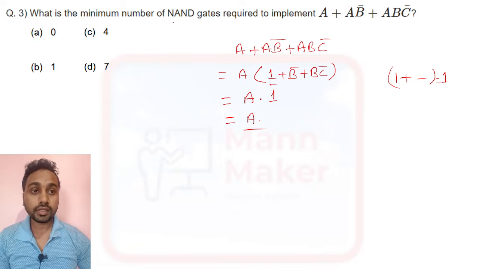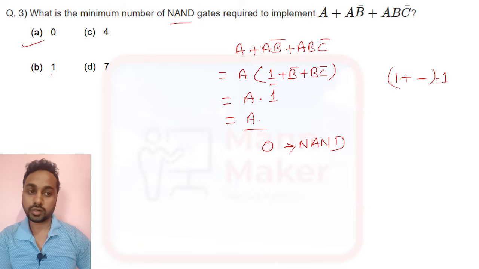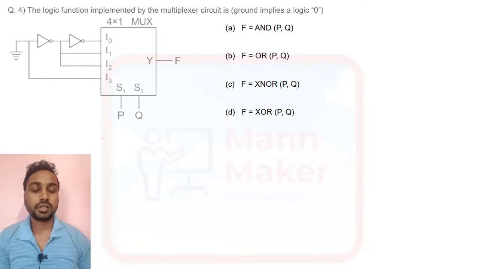We need the minimum number of NAND gates required. Only one input is there, so zero NAND gates are required. There is no need of any NAND gate to implement this one because only one input is there, A. So option A is your right answer. Zero NAND gates are required to implement this one.